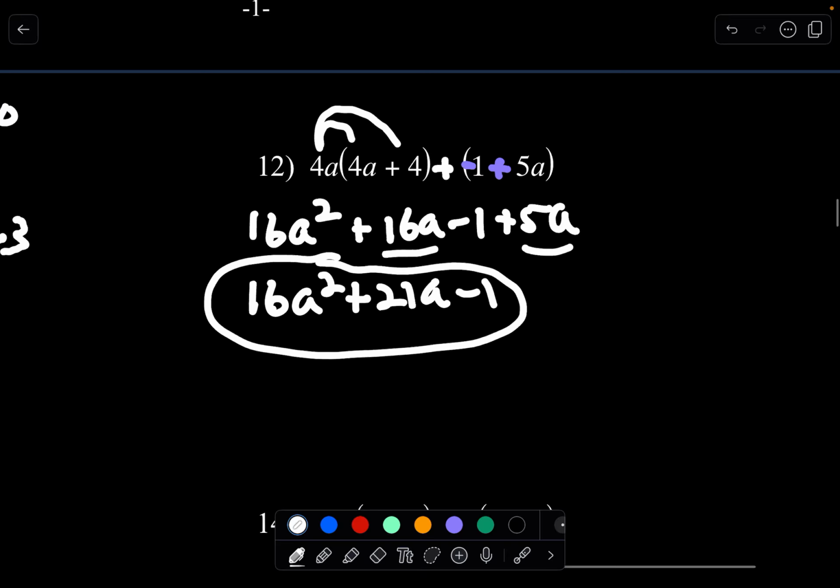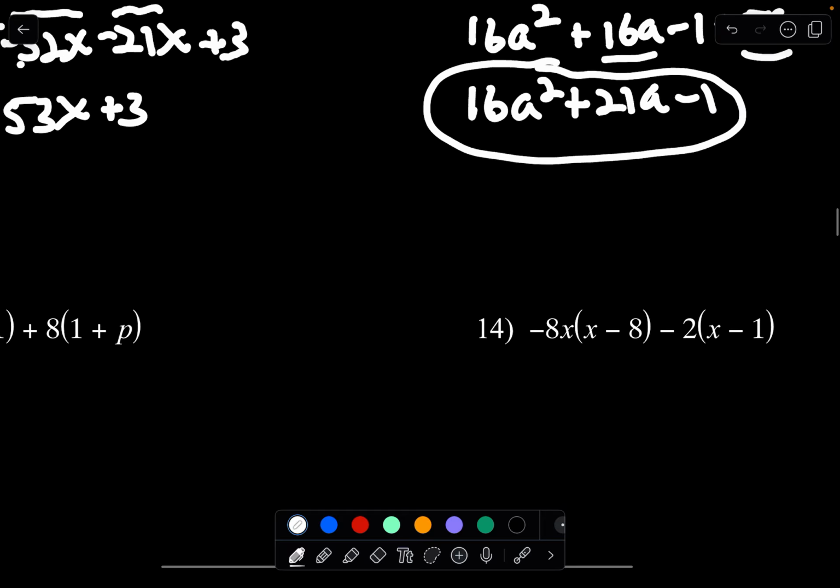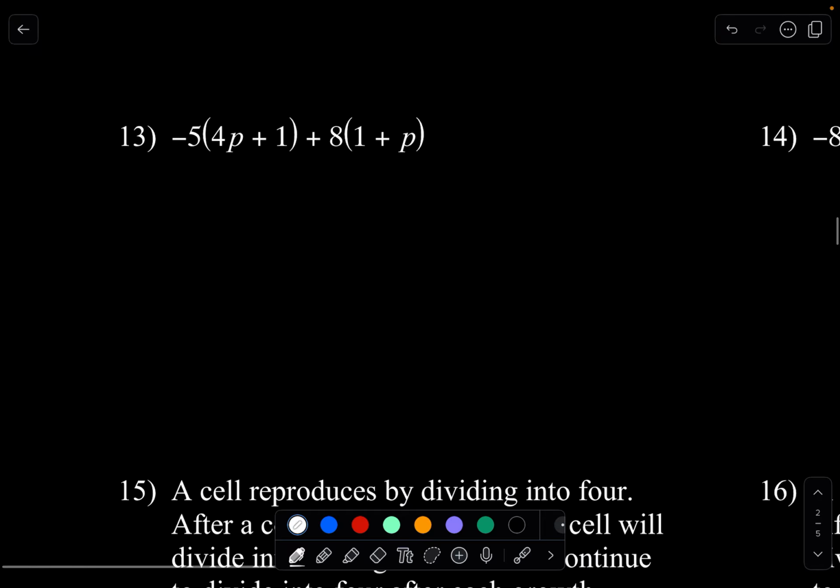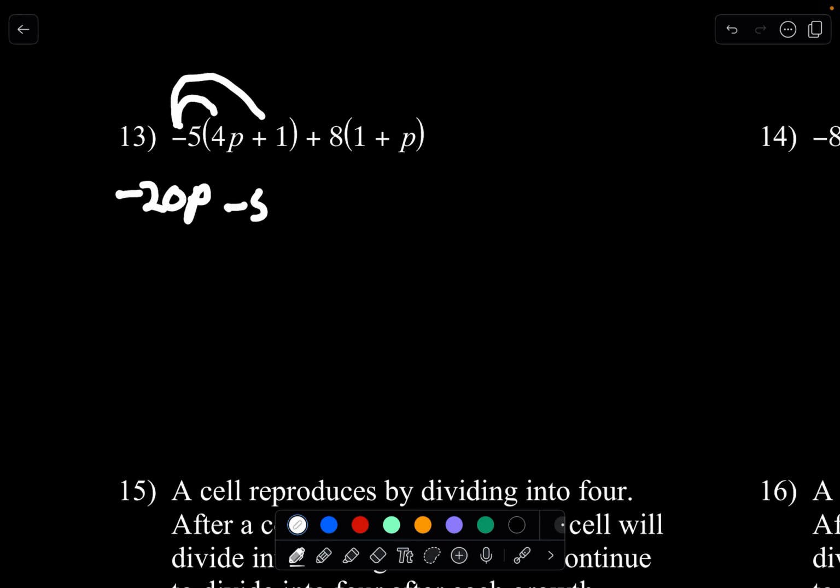These are the harder ones, guys. These are the harder ones. And finally, we distribute twice. Negative 5 times 4p is negative 20p. Remember, negative times a positive is a negative. Negative 5 times 1 is negative 5. 8 times 1 is 8. 8 times p is 8p.